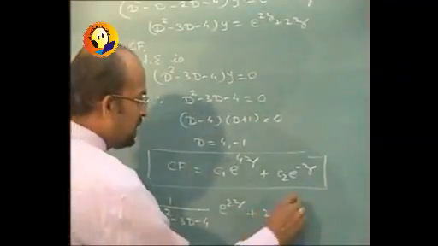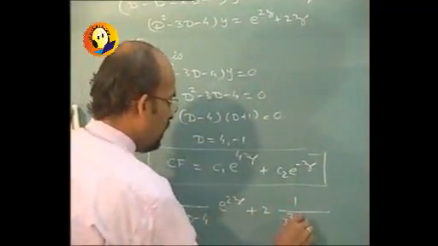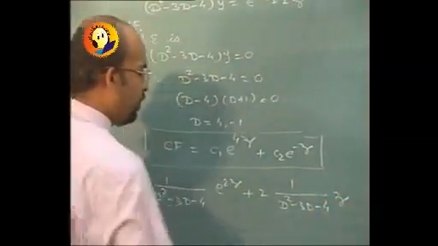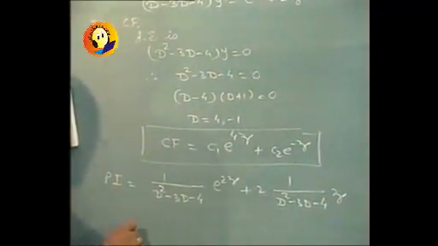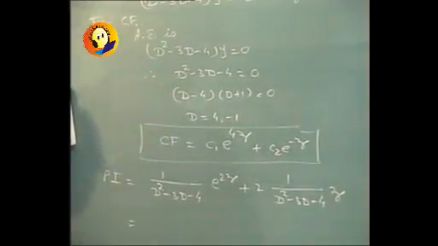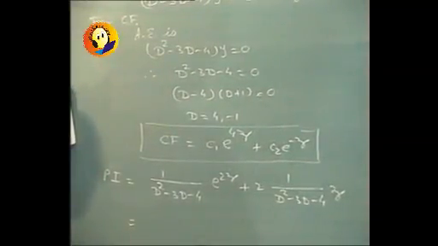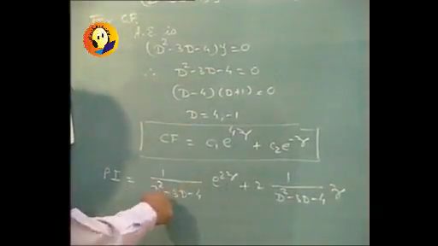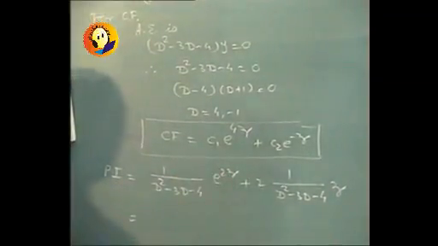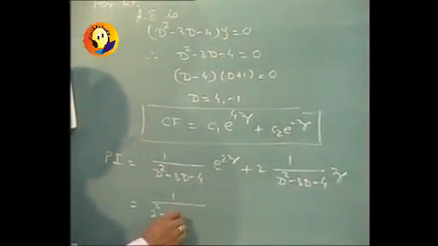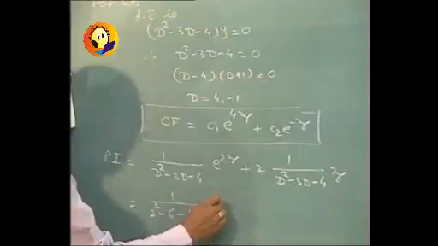D square minus 3D minus 4 operating on e raised to 2z plus twice 1 upon D square minus 3D minus 4 operating on z. Here substitution by formula number 1, short method: 1 upon f of D operating on e raised to ax is 1 upon f of a into e raised to ax. We are required to replace D by a, which in this case is 2. So it will be 1 upon 2 square minus 6 minus 4 e raised to 2z.